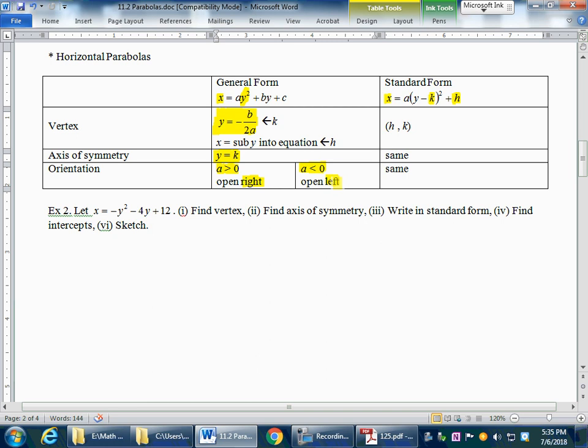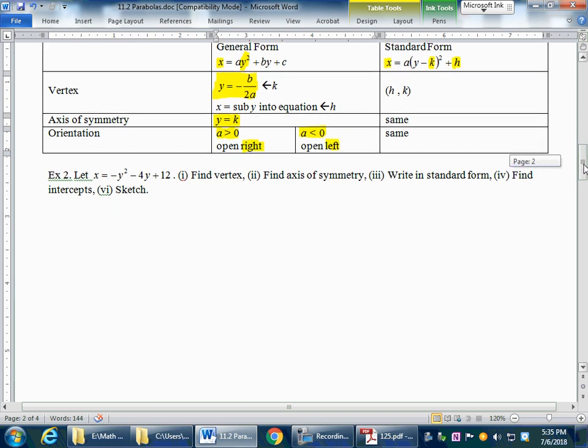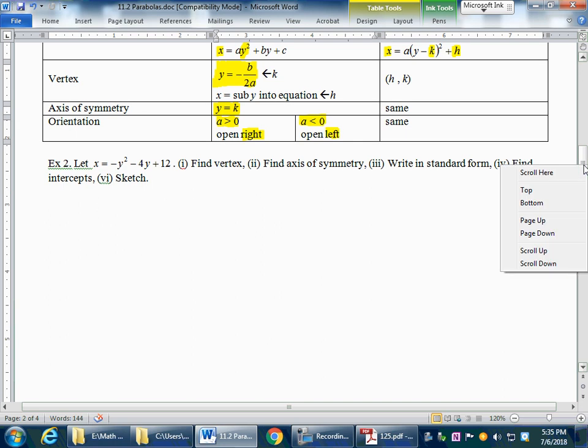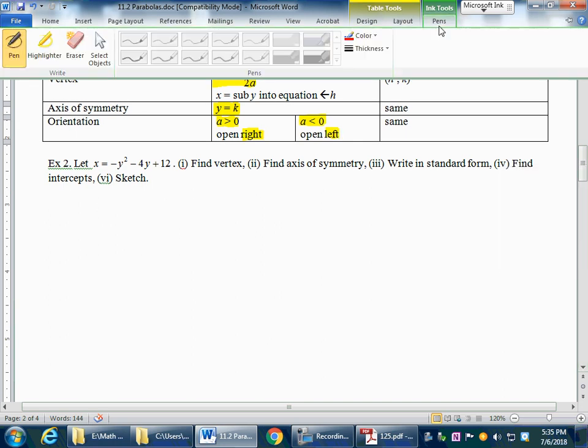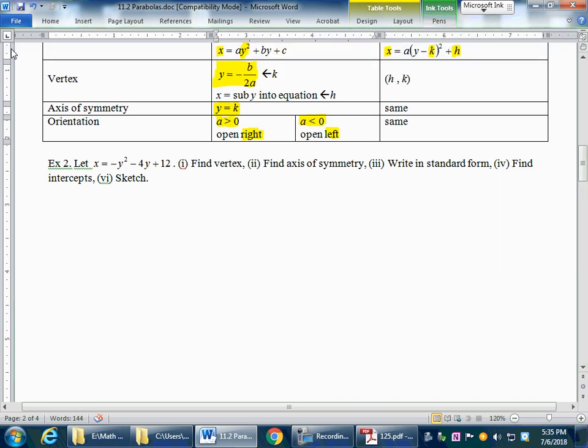So similarly in the standard format, those are. So now let's try to use these to do example number 2. It is given to you x equal to negative y squared plus... So notice that x is equal to y squared now.